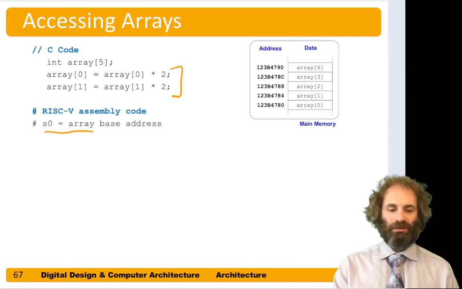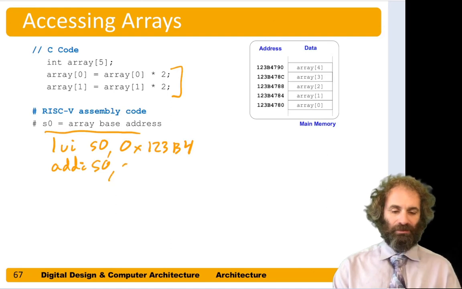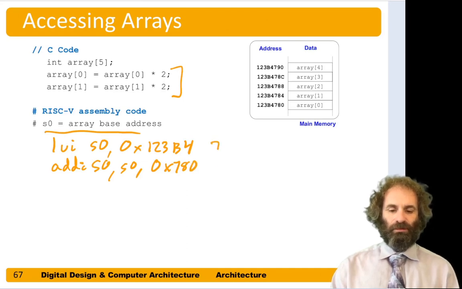And suppose variable S0 was going to hold the base address of the array. If it wasn't already loaded up, we could do that with 2 steps. Load upper immediate into S0 of 123B4. That brings in the upper 20 bits. Then add immediate S0, S0, and 0x780. So that will initialize the base address.